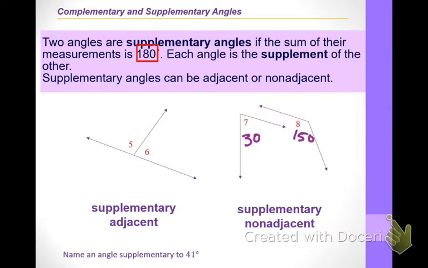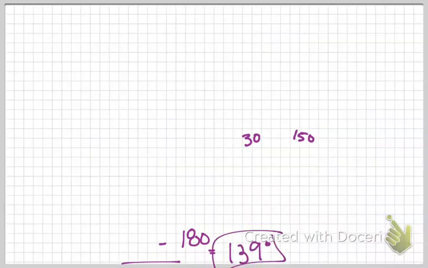The bottom says, I wouldn't turn the page quite yet. The bottom says name an angle supplementary to 41 degrees. What would I do here? If I want to find an angle that is supplementary. Subtract from 180. Good. So you get 139. Here's why I didn't want you to turn. I'm going to teach you.